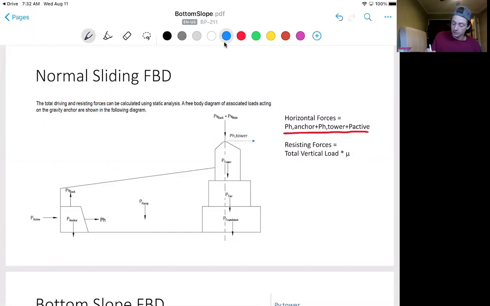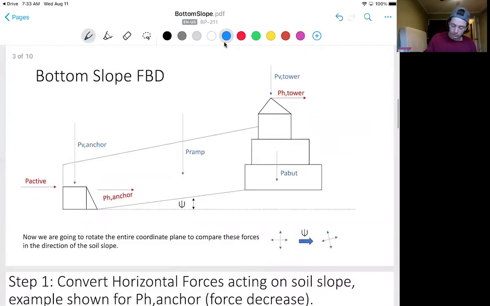Our resisting forces are just going to be, per usual, that total vertical load times the sliding coefficient of friction with the soil. And we've already discussed as well, you could add sidewall friction into this equation. But that is a separate term and does not need to be considered here in this moment.